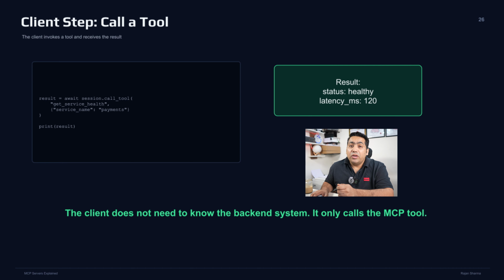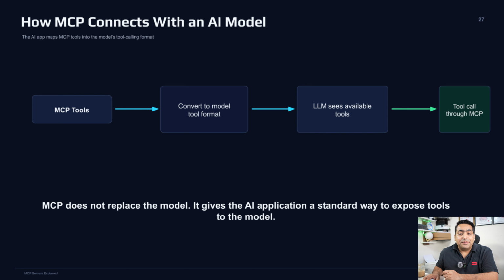Now let us connect this with an AI model. The MCP server exposes tools, and the MCP client discovers those tools. The AI application converts that tool metadata into the tool calling format that the model understands. And then the model can reason over the user request and decide which tool is relevant. MCP does not replace the model. MCP gives the AI application a standard way to expose external tools to the model.